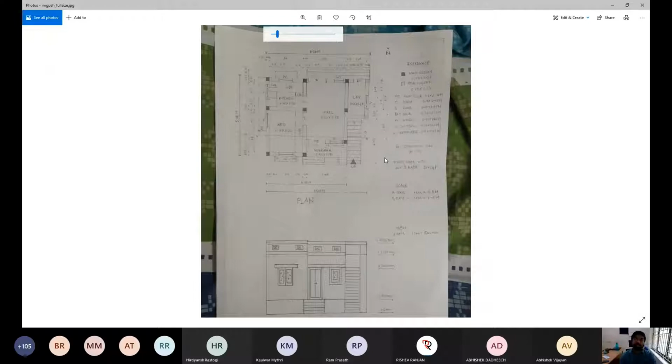Sometimes some of the data you have to assume suitably. In your drawing, we never give all the data. Some of the things you have to assume suitably. That word is very important: assume suitably. What is the meaning of suitability? Because I am giving one plan, where the wall thickness is 20 centimeter.